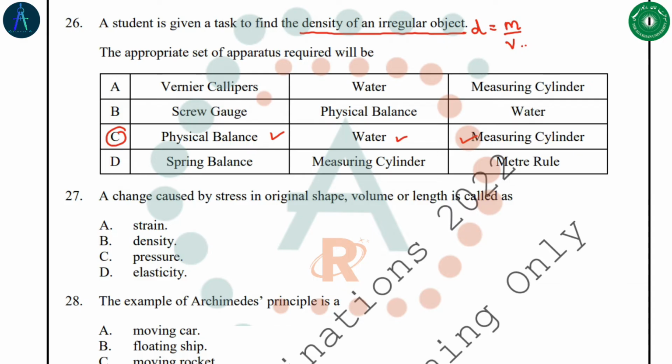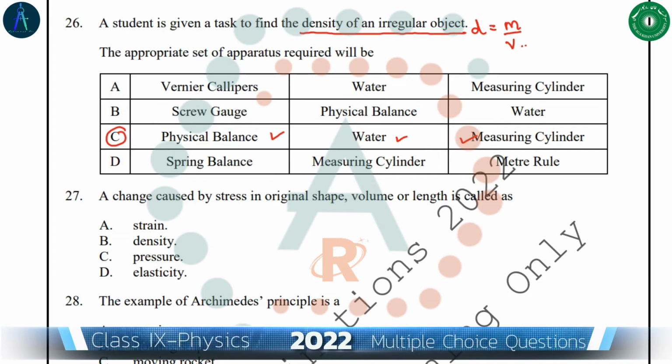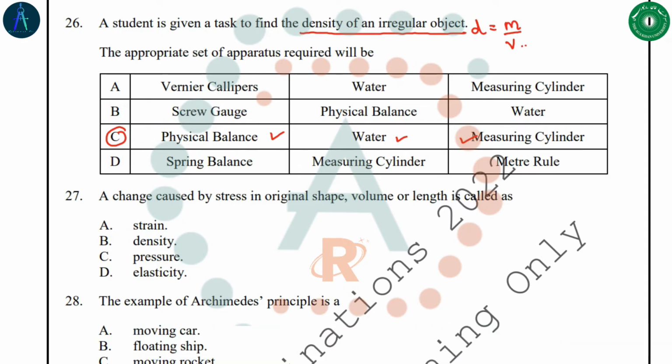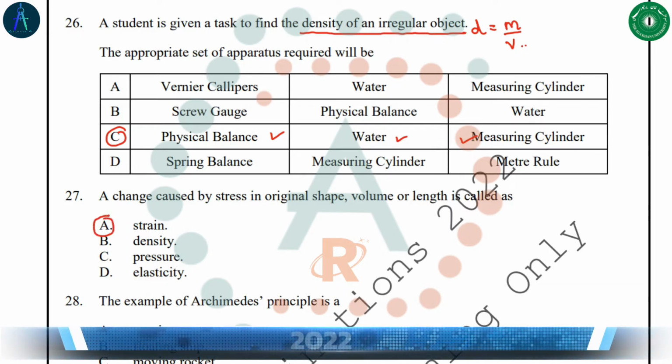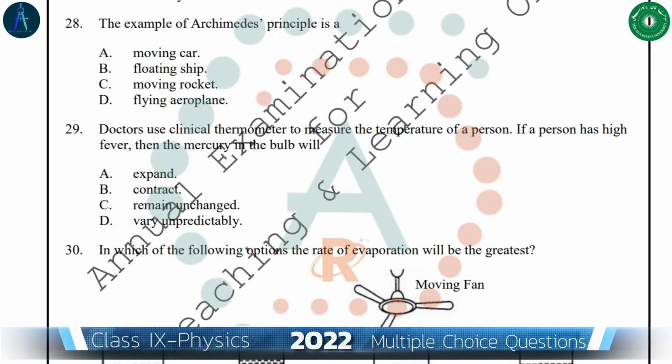Let's see question number 27. A change caused by stress in the original shape, volume, or length is called strain. So this is the definition of strain, that whenever stress is applied, strain is produced, and strain means that there is a fractional change in its shape, volume, length, or size. So option A is the right answer.